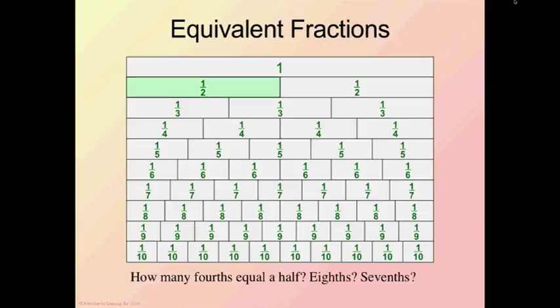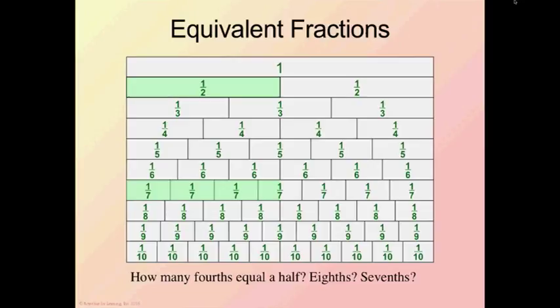How many sevenths equal a half? Now, there's some of you going, I'm sorry, you can't do that. Well, actually, yes, you can. It'd be 3 1/2 sevenths. Now, we normally don't say 3 1/2 sevenths, but you can. It's right there. You can see it. This chart helps us see the equivalent fractions.